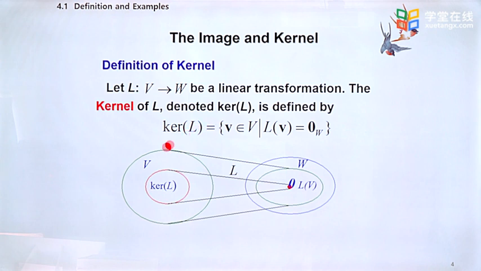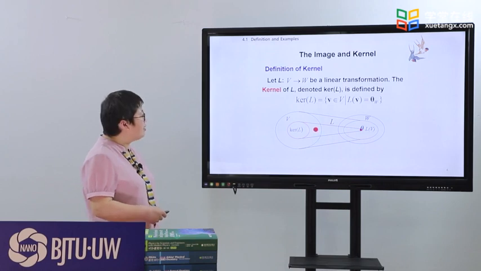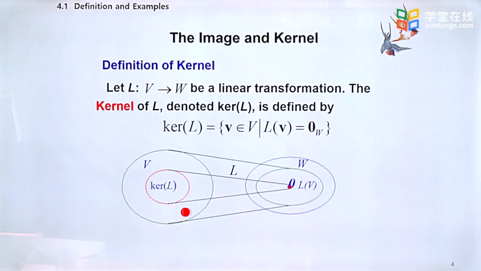Okay, so we can see from this figure. This is the original vector space V. If you apply the function L on this vector space, you will get a set in this new vector space W. Some vectors in V are special. Using L on these special vectors, they become the zero vector in the W space. So we call this set of vectors the kernel of L.